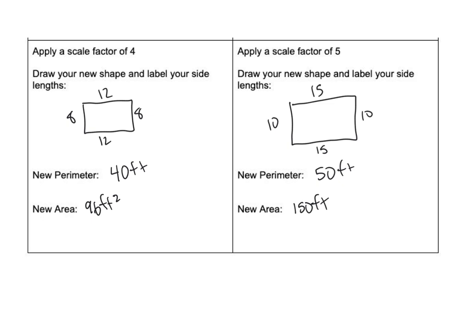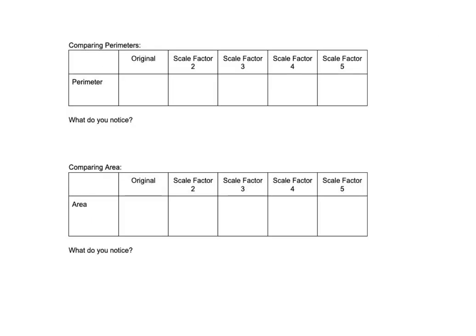Now what we're going to do today is we're going to use that information, and you are going to go back and find your original perimeter, the scale factor, and you're going to write your perimeters into our table right there to kind of compare each one of those. And then you're going to do the same thing with the areas. So you're going to look at the originals, you're going to look at that pattern. So go ahead and fill that in.